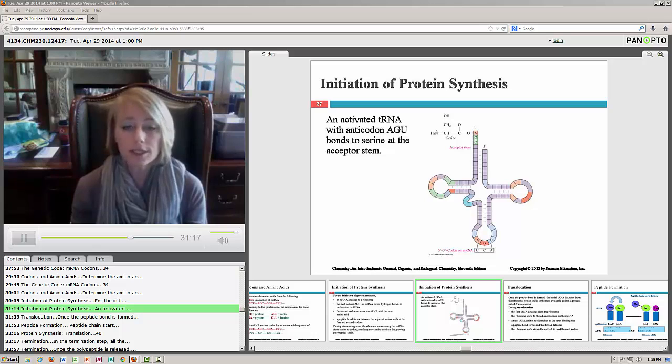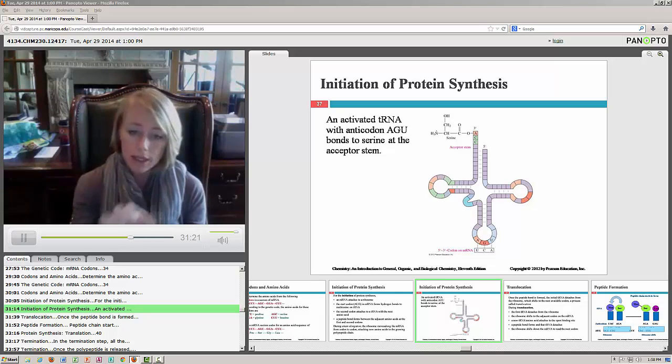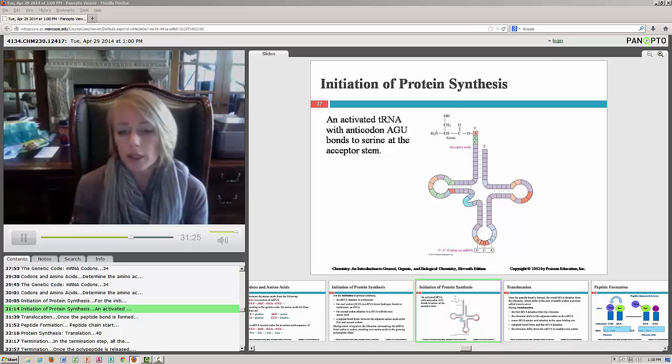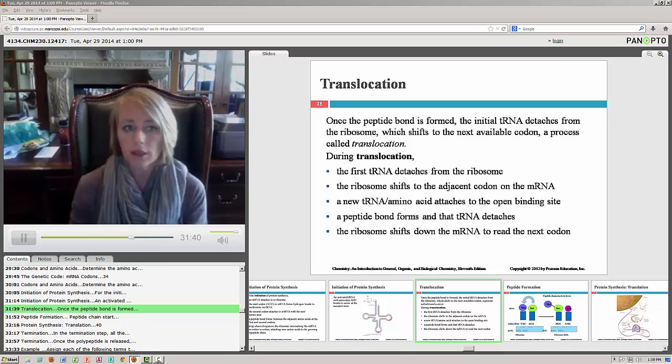And here you can see the actual transfer RNA. At the bottom of the transfer RNA is the anticodon that's actually in the transfer RNA, and then it shows below it the hydrogen bonding that went to a codon on a message. Okay, at the top of the transfer RNA is a serine that's attached to the 3' end of that transfer RNA.